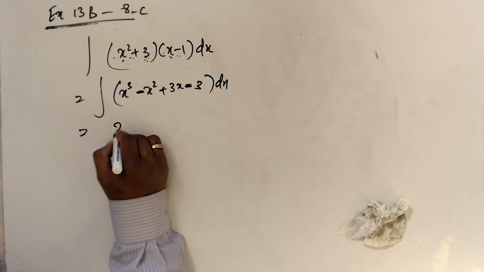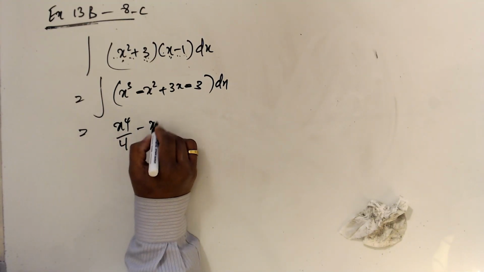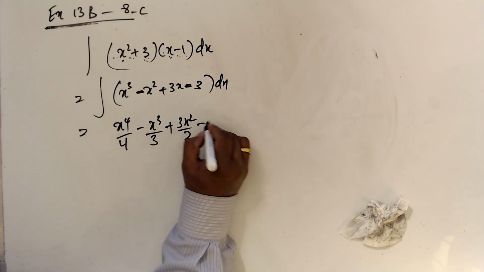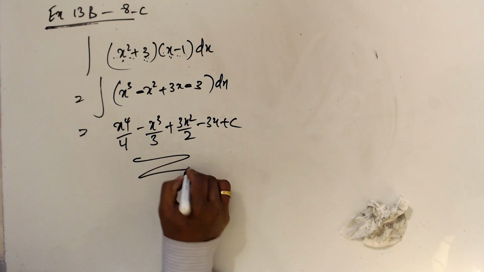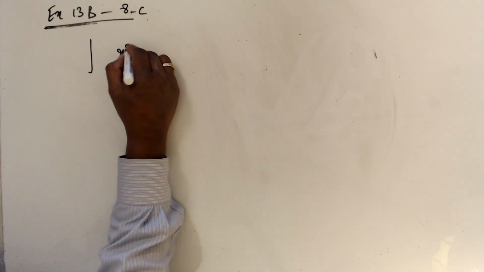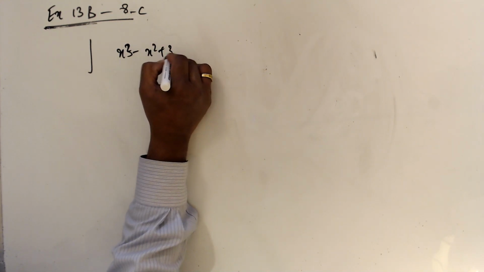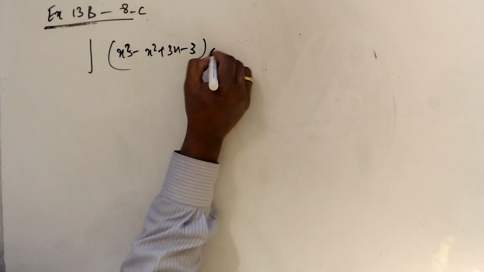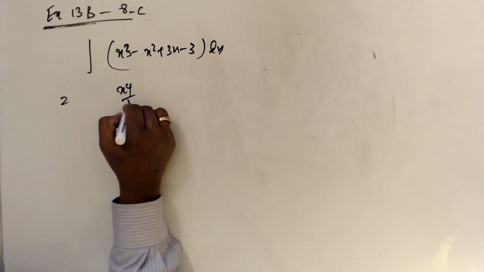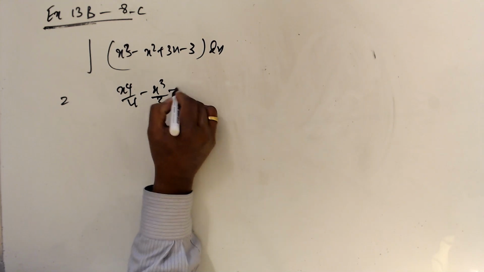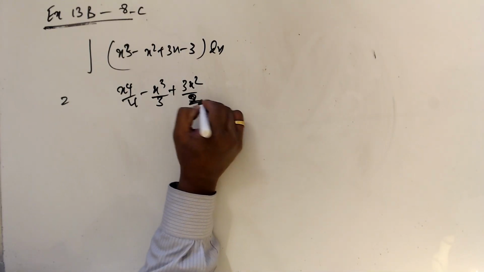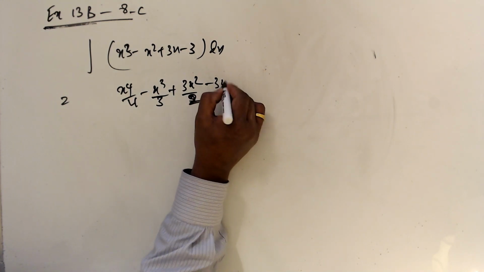So this is x⁴ over 4, x cube over 3, plus 3x square over 2, minus 3x plus c. I think I didn't finish the sum, so x square minus x cube minus x square plus 3x minus 3 dx. Then the answer is going to be x⁴ over 4, x cube over 3, plus 3x square over 2, minus 3x plus c.